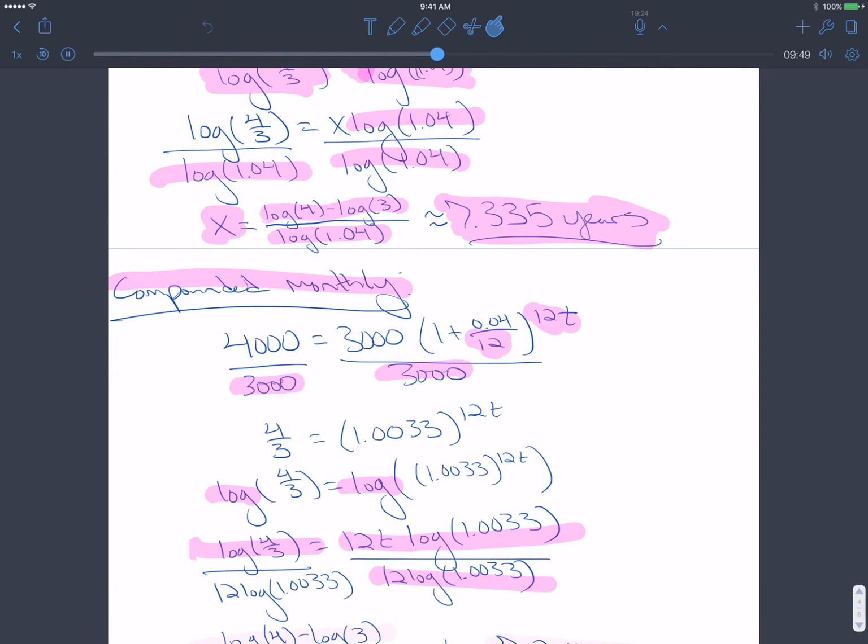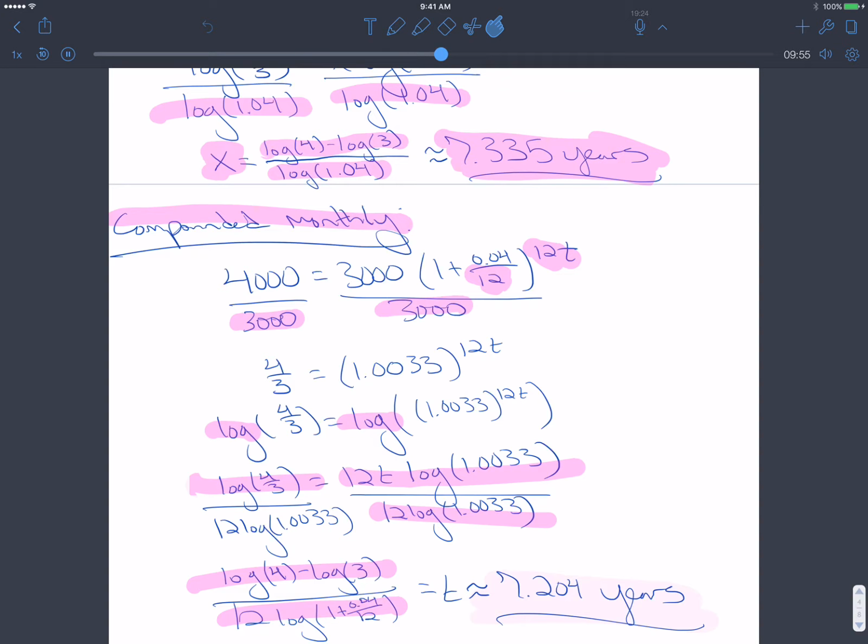Then if you simplify that expression, t is equal to log of 4 minus log of 3 over 12 log of 1 plus 0.04 divided by 12, you should get 7.204 years approximately. So we see some decrease because it's compounded more frequently. We also did compound it daily.